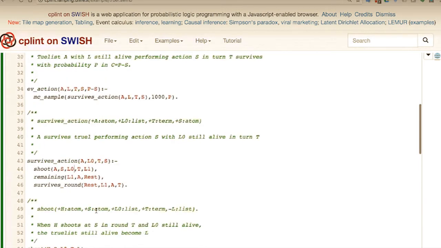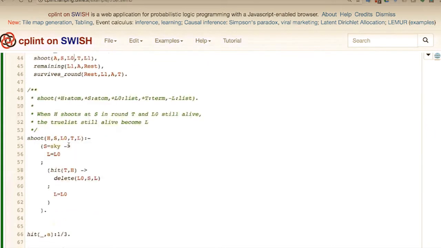Okay, the base predicate is shoot, which is true if player H shoots at S with the remaining players L0 at turn T.